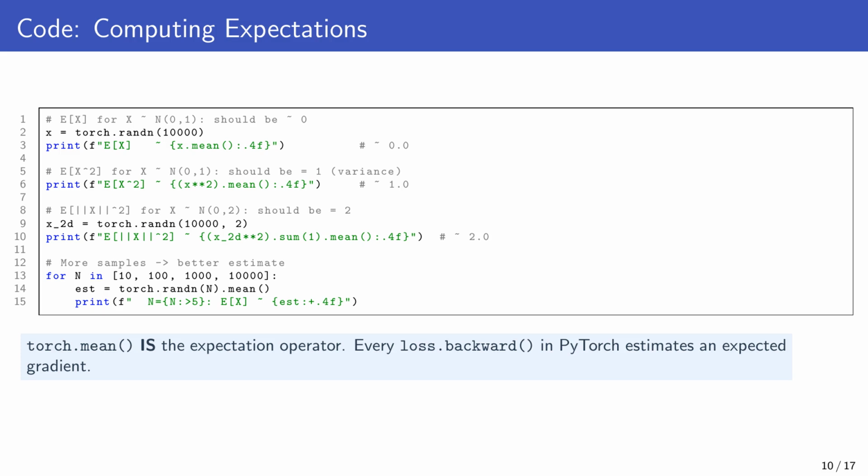E of x squared should equal the variance, which is 1 for a standard Gaussian, and it does. E of the squared norm for a 2D Gaussian should be 2, 1 per dimension. Check. The bottom loop shows convergence.